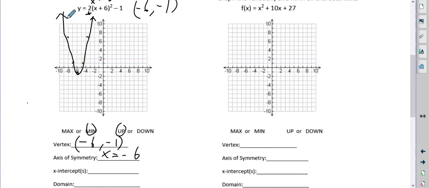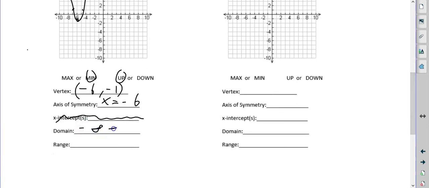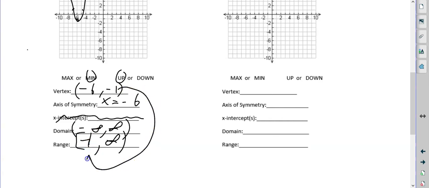Now, this won't be on the test. It does not make sense to find the x-intercepts because they're not whole numbers. They're in between two numbers, so we're not even going to worry about that right now. Domain does not change: negative infinity to positive infinity. It is going up towards positive infinity, and it bottoms out at negative 1. And we put a bracket there. And remember, that negative 1 comes from right here.